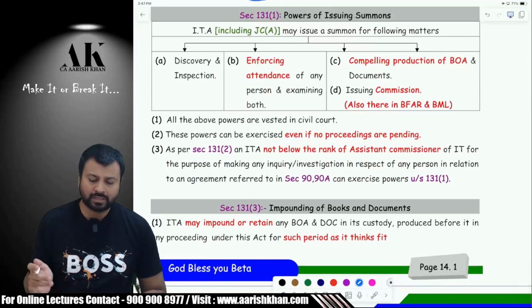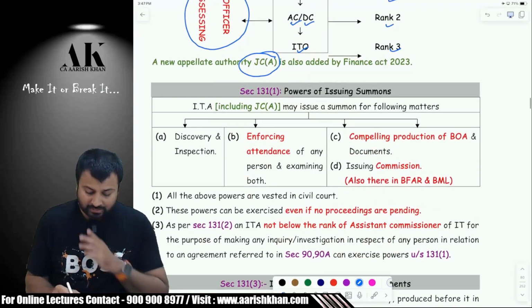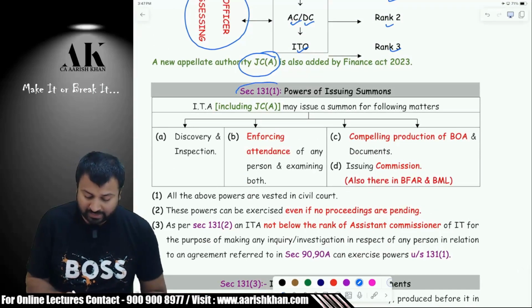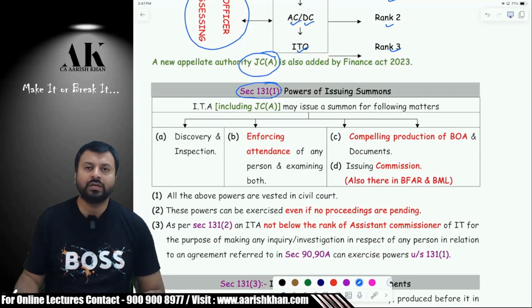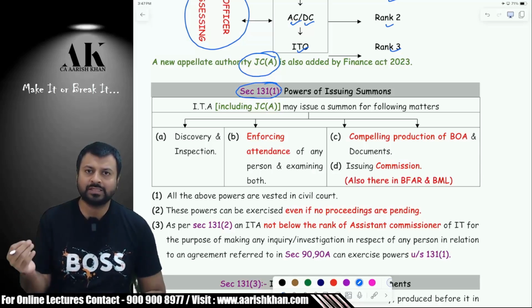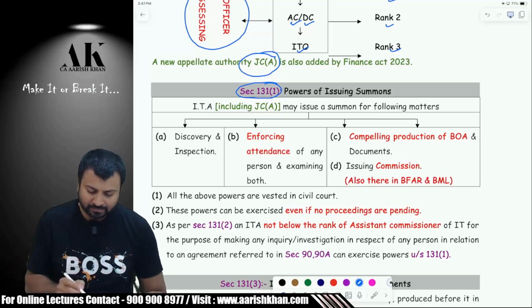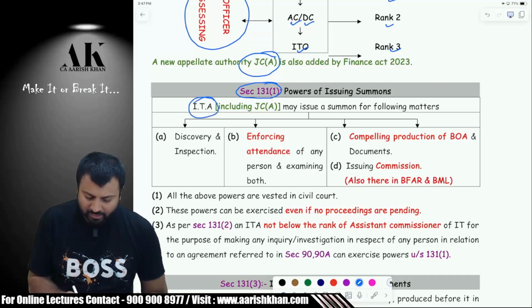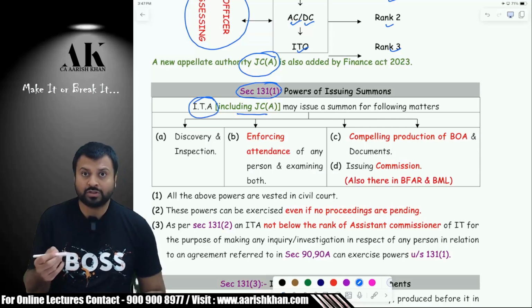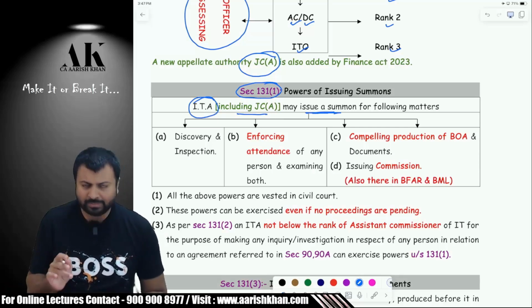The very first power that we are going to see today in this chapter is the power to issue summons, which is given under section 131 subsection 1. Summon is generally given by court, but even Income Tax Department has been given the power to issue summons in certain circumstances. Like, the Income Tax Authority, including the Joint Commissioner Appeal, which is the new authority introduced by Finance Act 2023, may issue summon for four matters.